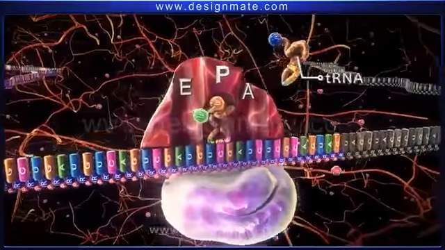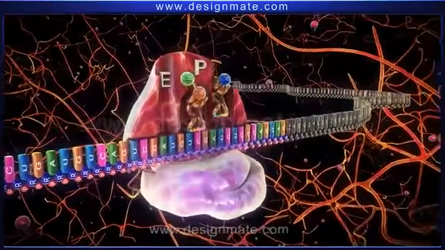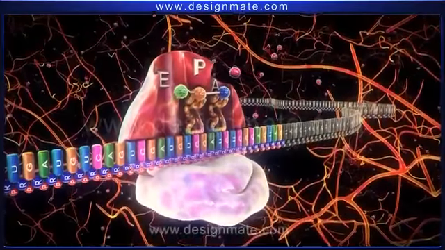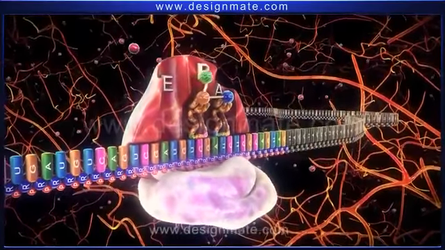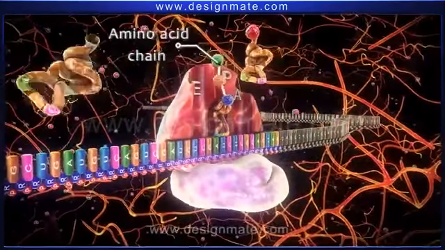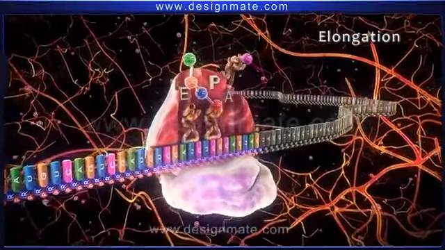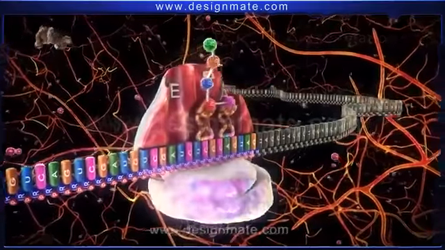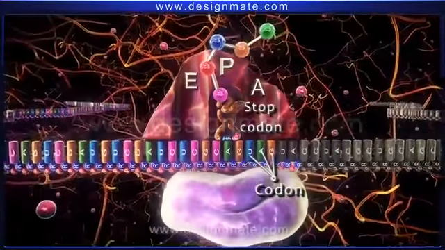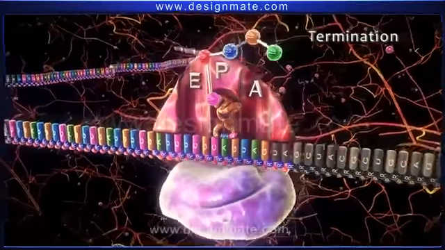Meanwhile, another tRNA carrying an amino acid molecule attaches to the A site. This is followed by the binding of the amino acid molecules. Repetition of this process leads to the formation of an amino acid chain. This event is called elongation. Finally, when the UAG codon or the stop codon reaches the A site, elongation is terminated. Termination is the last stage of protein synthesis.